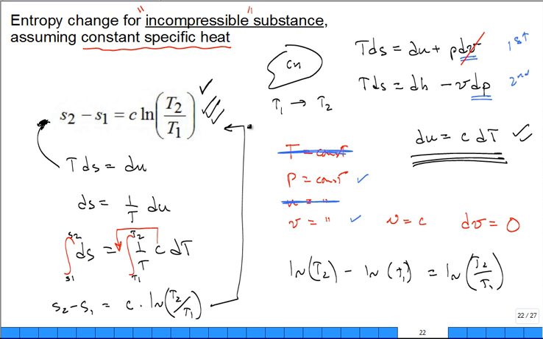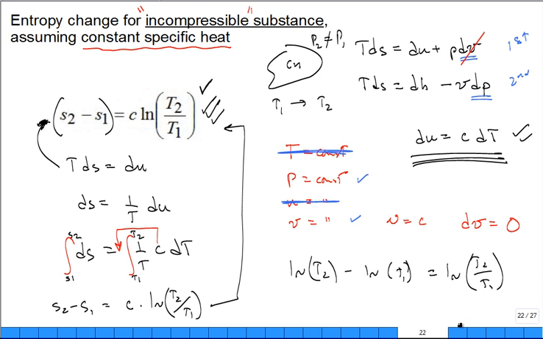Let me ask you this. If I change the pressure, P2 is not equal to P1. Does the pressure have an effect on the entropy change of copper? Nope. So the entropy change is a function of temperature only for an incompressible substance.